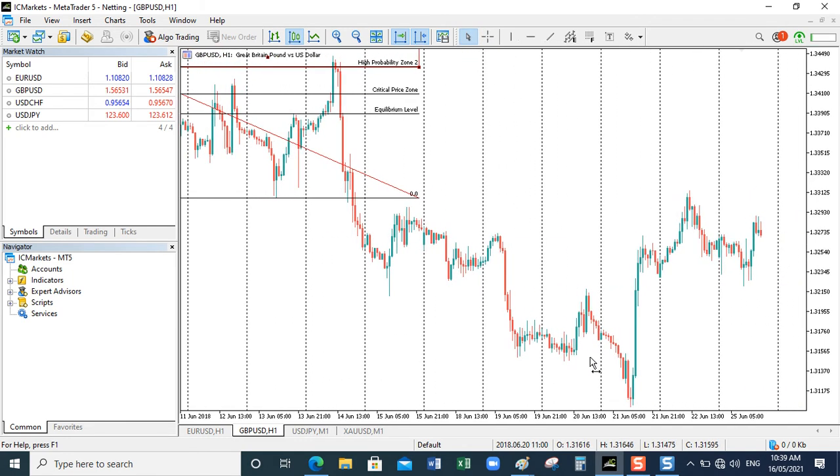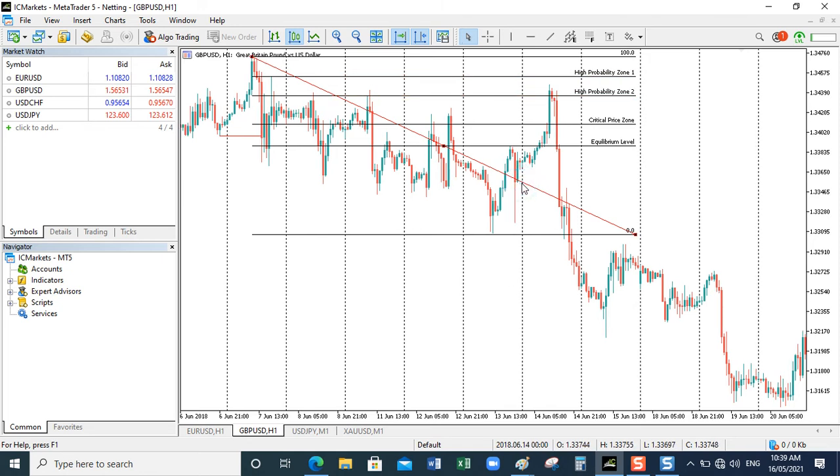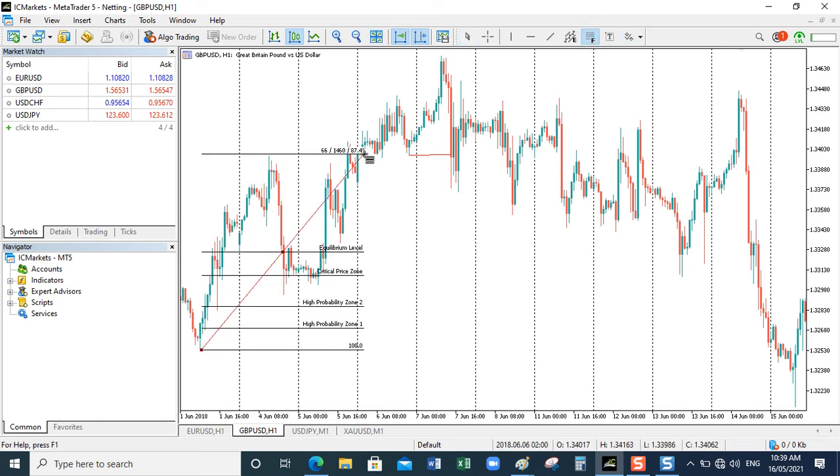That's it. So that's how this is being traded. If you are moving up to this place, can you see this place? This is your critical zone. I told you about the 62 critical zone.